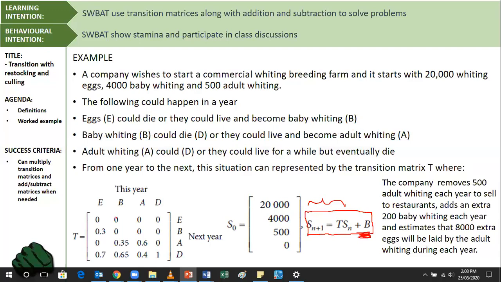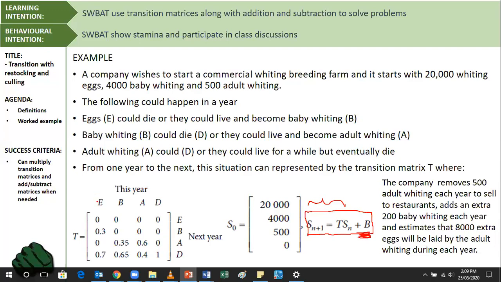With babies, they're not going to go backwards to become eggs again, and they're not going to stay as babies. They're either going to transition and grow to become adults, or they're not going to make it and die. The adults can either stay as adults or they can die. And once it's dead, it will remain dead. This is going from one year to the next year.